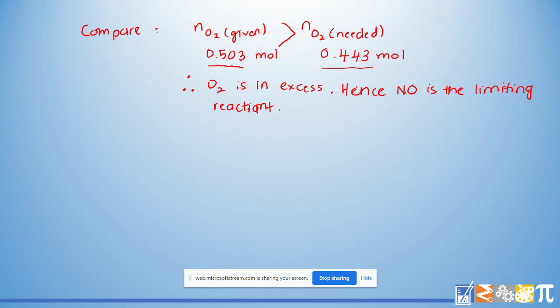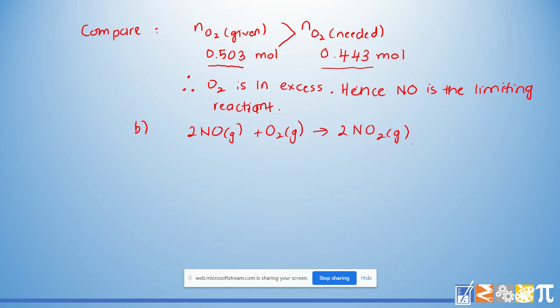Now let's proceed with part B. You want to determine the amount of product formed. Let's have a look at the equation again. We have 2NO gas plus O2 gas and 2NO2 gas as the product.